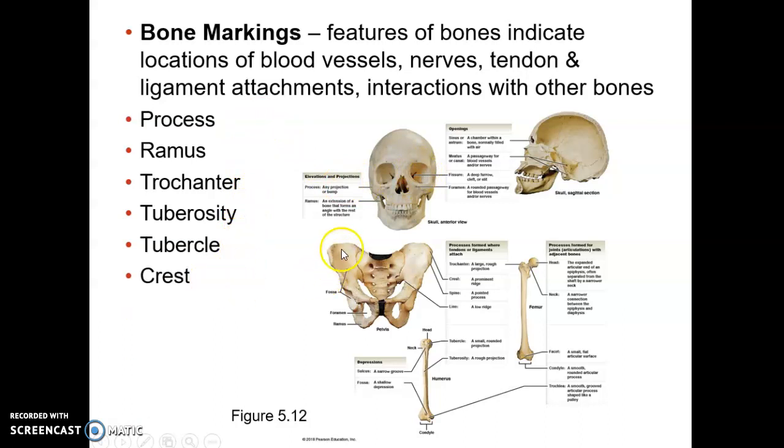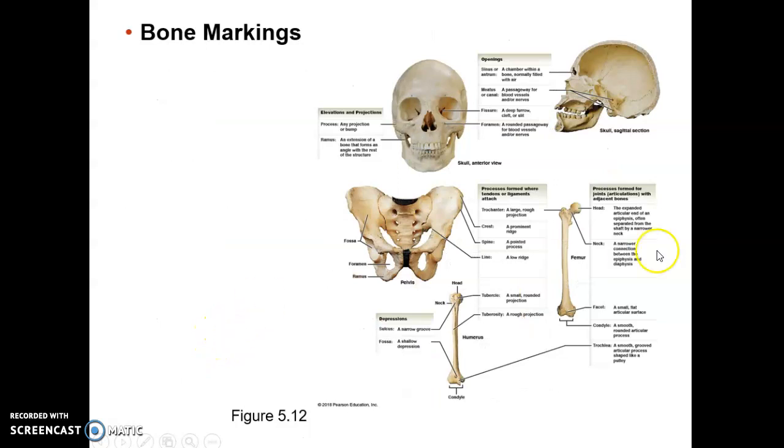A crest is like your iliac crest on your hips. A spine is a crest-like protrusion. The most common one is on your scapula, your shoulder blade. A fossa is a shallow depression. A sulcus is a shallower depression on a bone. Here we zoomed in a little more.